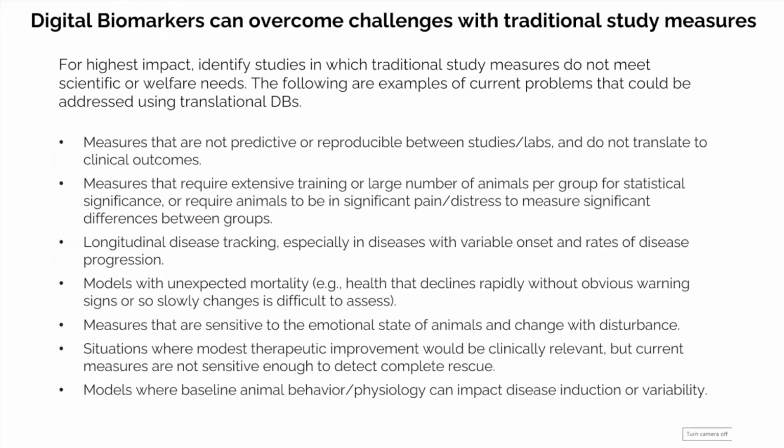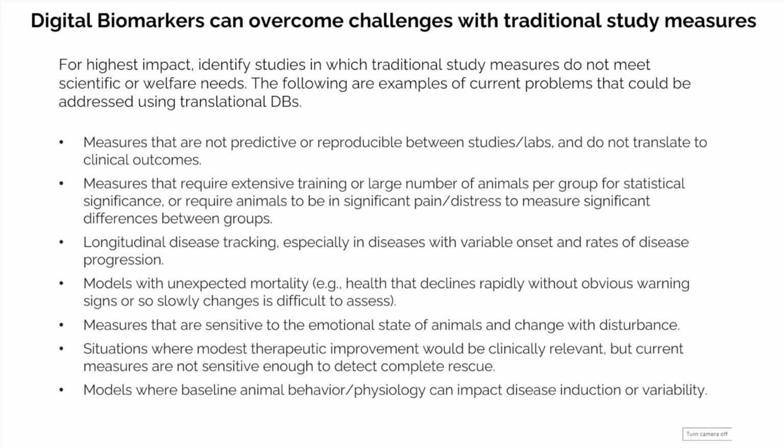Situations where there are modest therapeutic improvements, or where you have to really hammer a model in order to be able to distinguish disease from healthy controls. Digital biomarkers are often more sensitive and can allow you to subtly identify therapeutic effects without having to hammer those animals. And I think a perfect example there is some of the work that's been published around the paraquat fibrosis models as well.